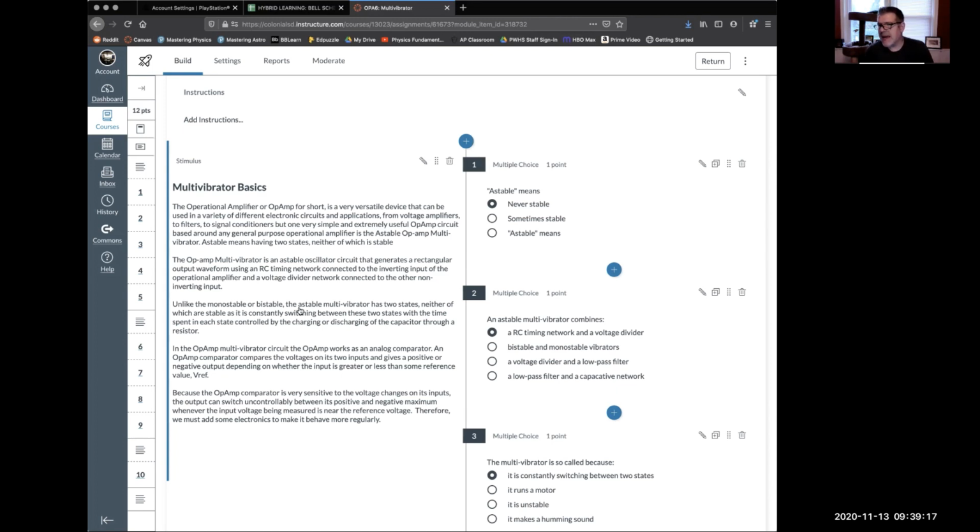A system that behaves that way is called astable. You put A in front of anything, and it very often means not that, like the word atypical means not typical. So astable means never stable, not stable.